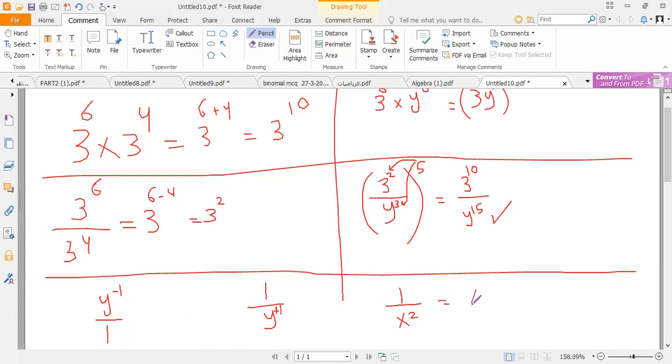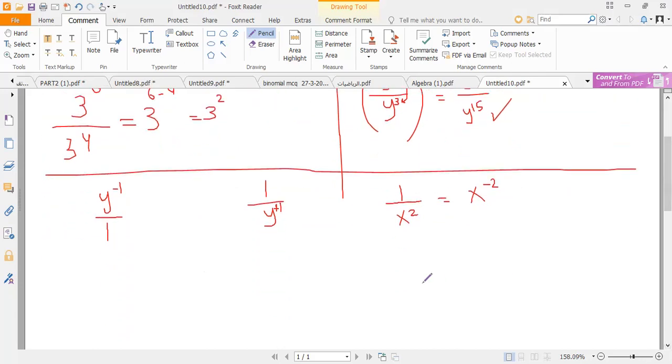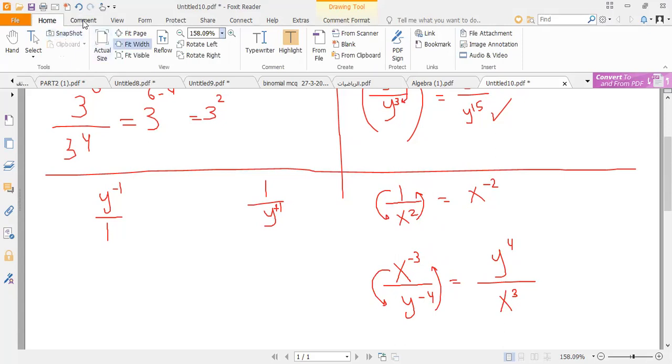I can write it as x to the power of negative 2. And if I have x to the power of negative 3 and y to the power of negative 4, also by the same strategy, I flip here. So this will go down and this will go up. So I write here y to the power of 4 and this is x to the power of 3. Is it clear?